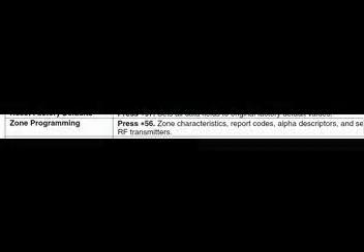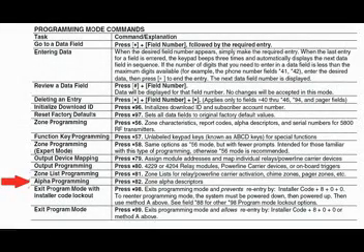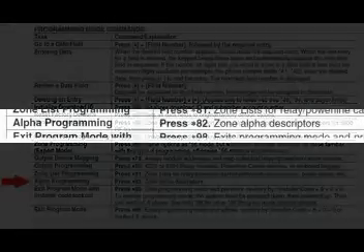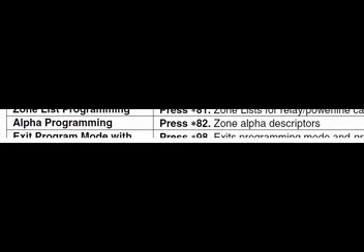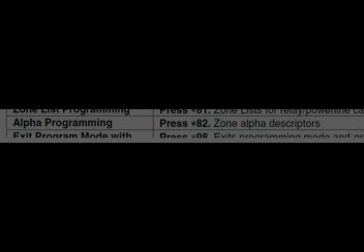This is where you actually tell the alarm panel how to respond to all the sensors that you set up. And we'll cover alpha programming, star 82. This is neat in the fact that you get to name the zone. So instead of the alarm saying fault in zone 1, it'll say fault front door.